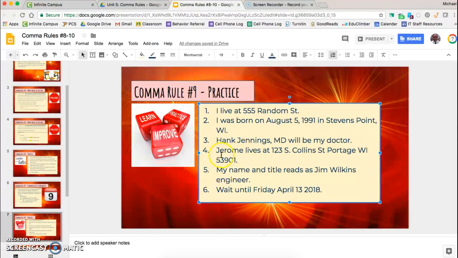Will be my doctor. Jerome lives at 123 South Collins Street. That's where we get to the end of the street name. Portage is the city. Wisconsin is the state. And then we have the zip code. So we put commas between everything except the street number and street name. My name and title reads as Jim Wilkins, engineer. Okay, I forgot I had engineer on this page as well. But once again, this would be a strange sentence, but on business cards this comes up a little bit more.